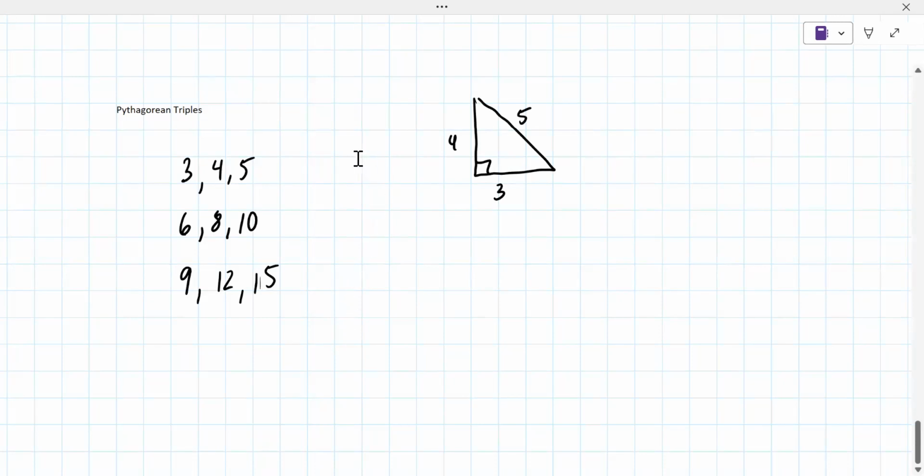So what I was trying to, I lost my train of thought. You can multiply a Pythagorean triple by any number you want, right? And you tend to see that on standardized tests.